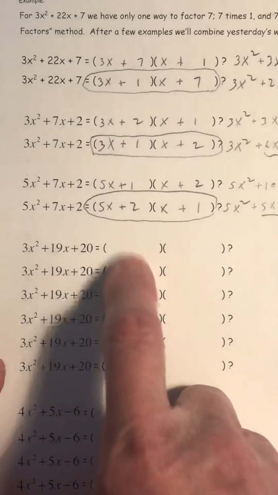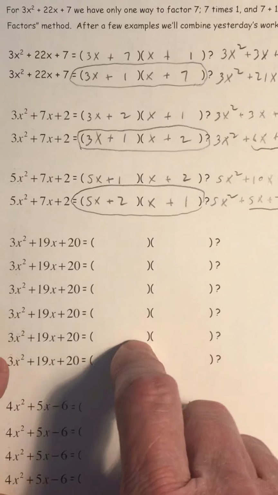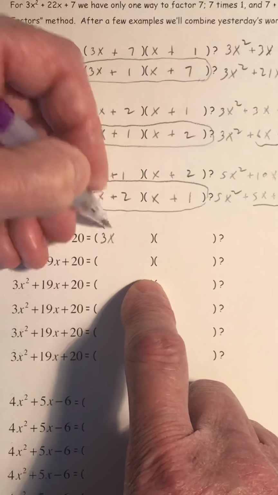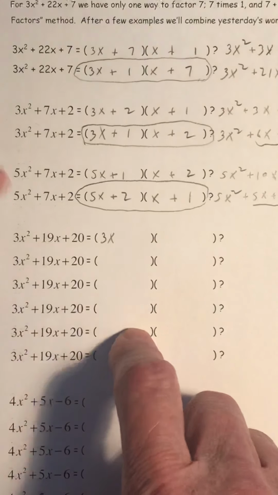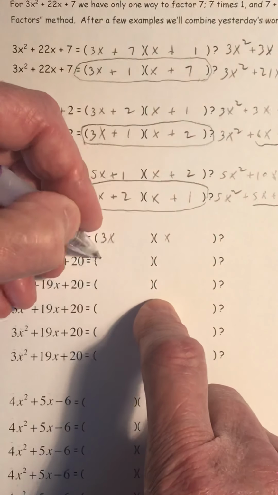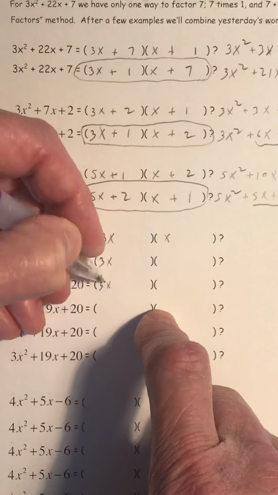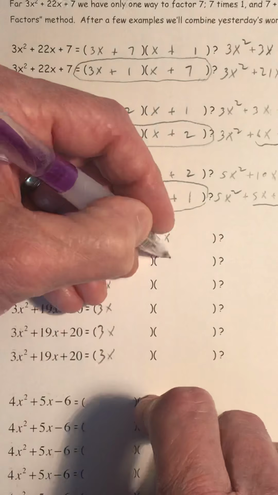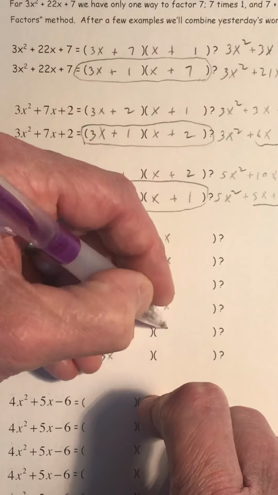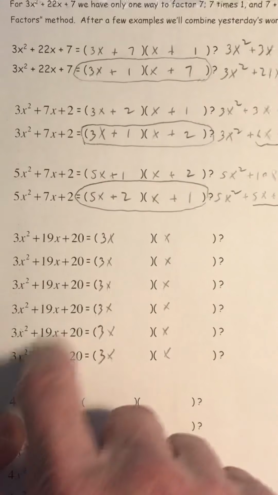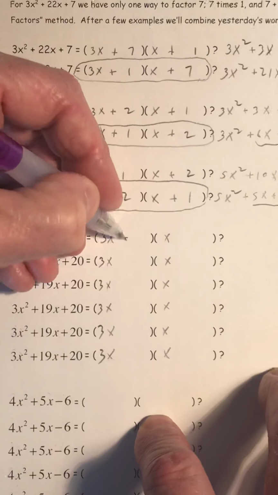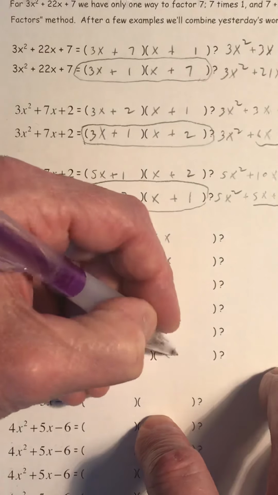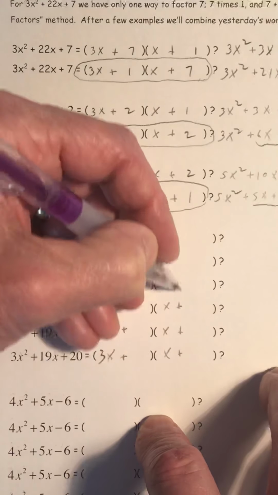Now, why are there so many blanks here? No, don't cry. We'll get through it. For the front end, the only way to get 3x squared is 3x and x. So I'm just going to write 3x and x in all of these blanks. And at least everything's all plus signs, so there's no experimenting with changing plus and minus. We'll get there. Oh boy.